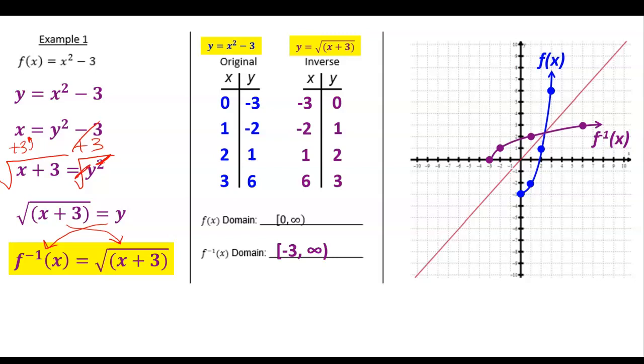And our new domain of our purple one, did you finish the quiz? You doing notes? Okay. Make sure you're graphing it.